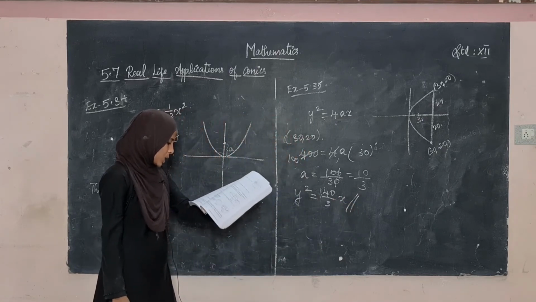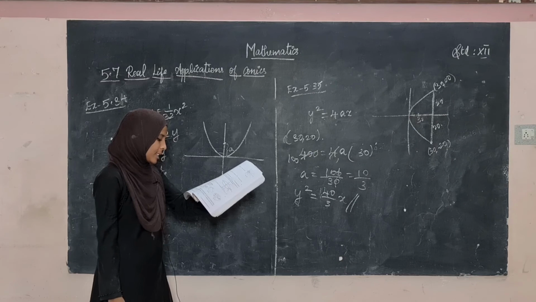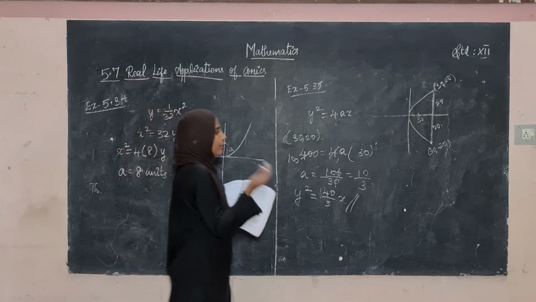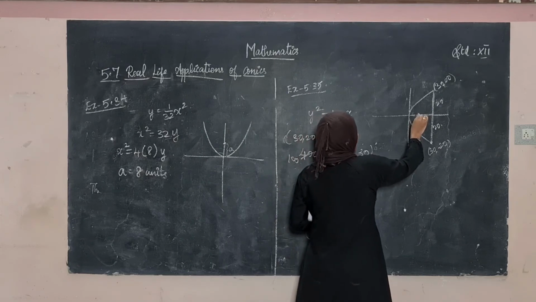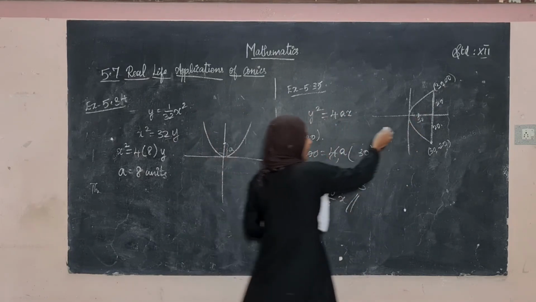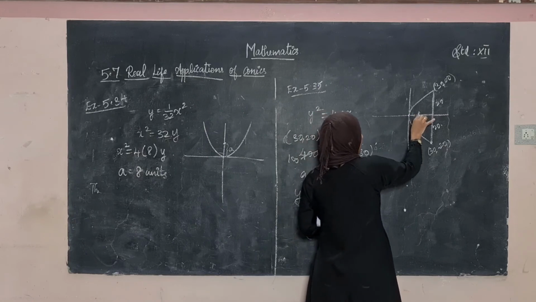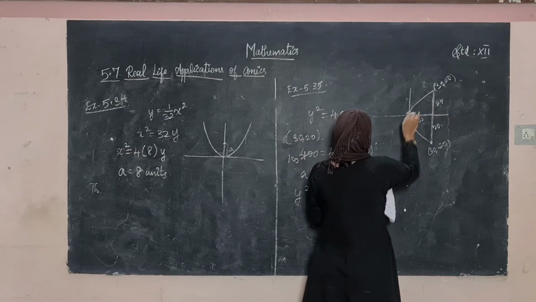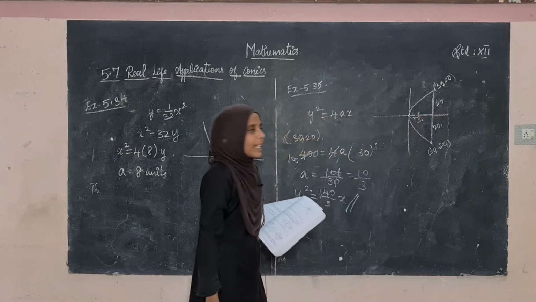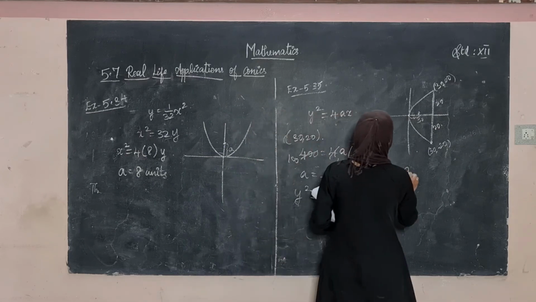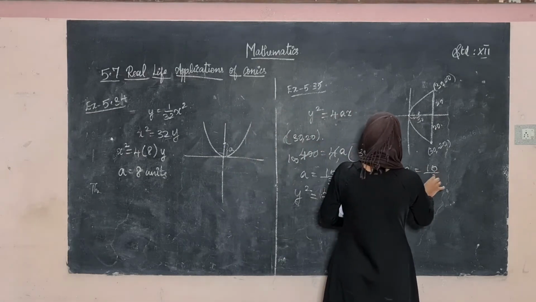Now the second solution: how far from the vertex is the bulb to be placed so that the maximum distance is covered? See, they have given that the bulb is placed at the focus. So from the vertex, how far should the bulb be placed? That is what they are asking. That value is called A. Therefore, we found that A is equal to 10 divided by 3.